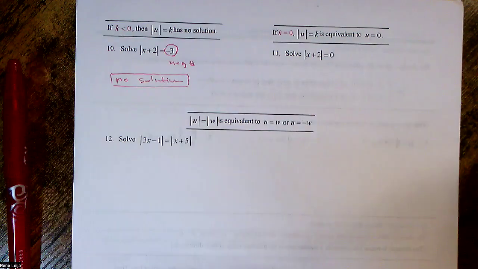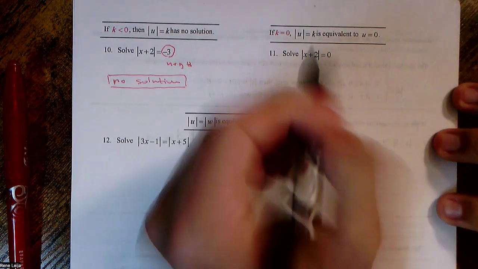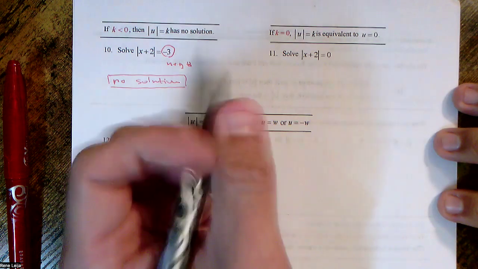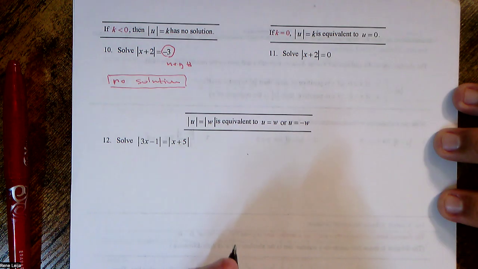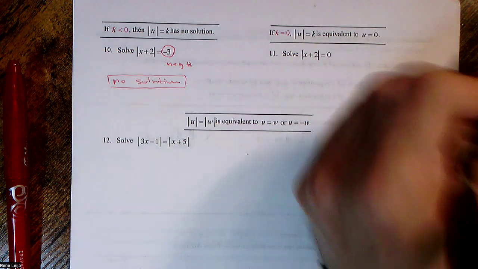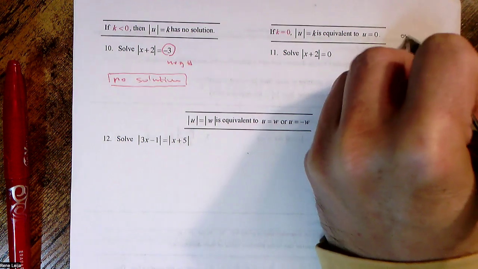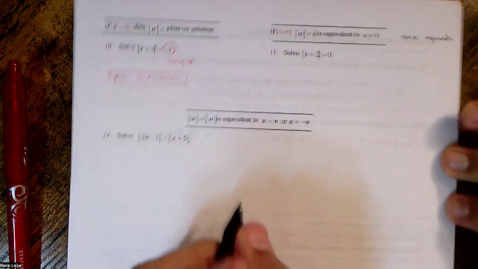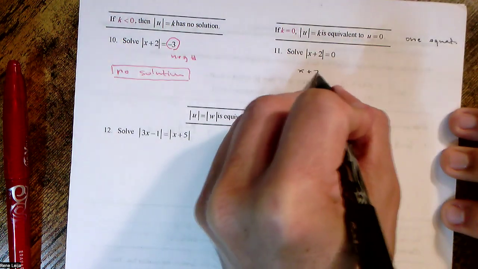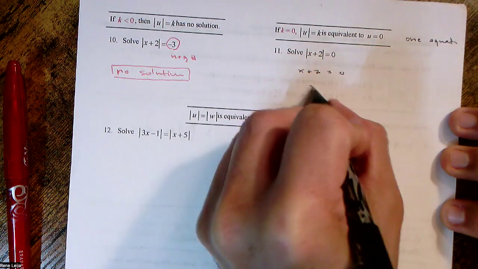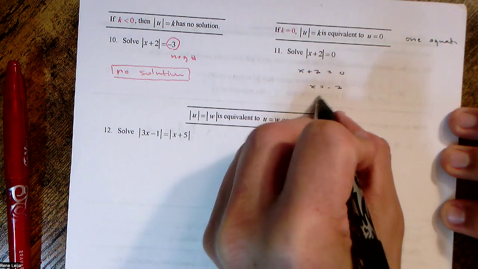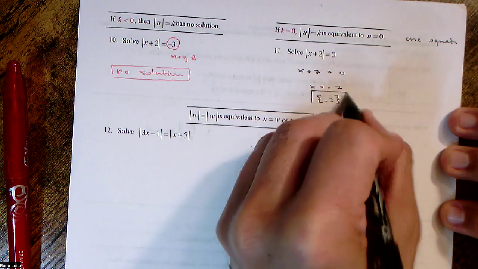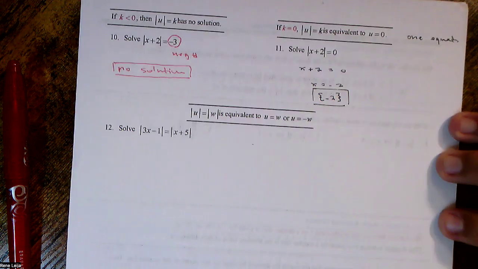All right, now the second part, number 11, if k is 0, so if the absolute value is equal to 0, well, then you only have one equation. Okay, this will only give you one equation. And since if you only have one equation, then that means all you have to do is drop the absolute value and solve it. So you only have one solution, and in this case, it would be a -2.